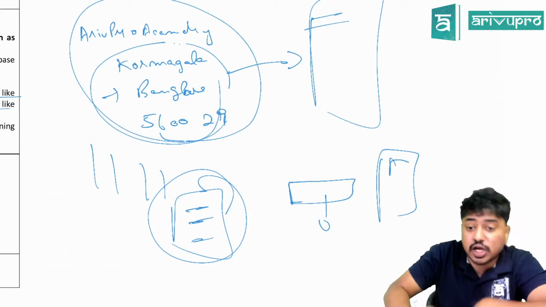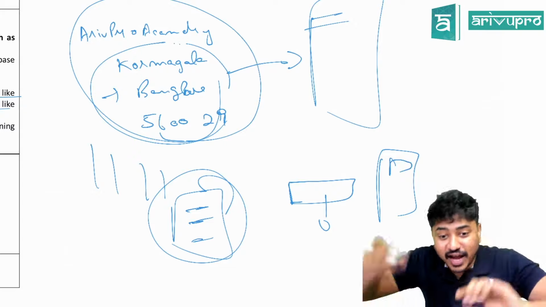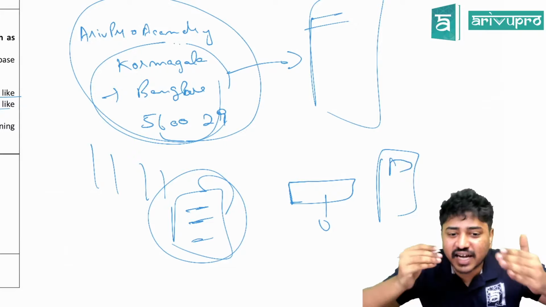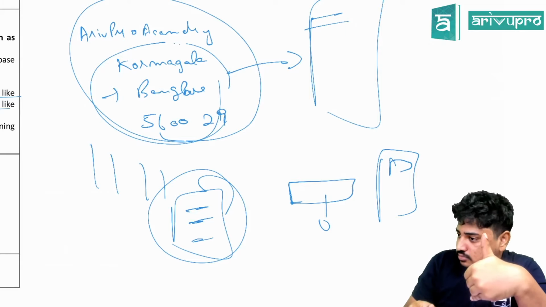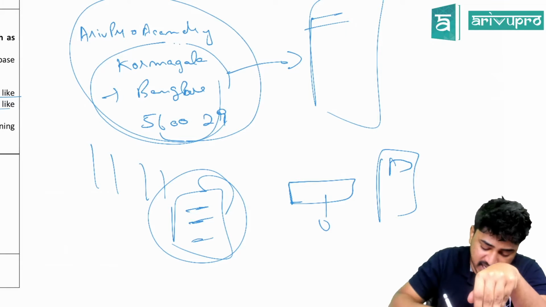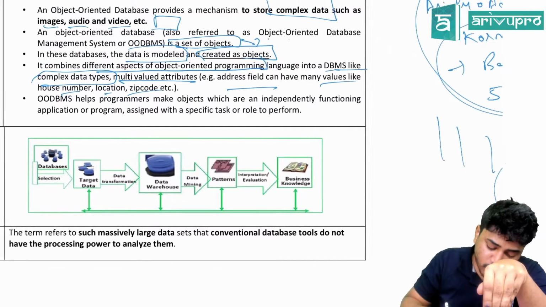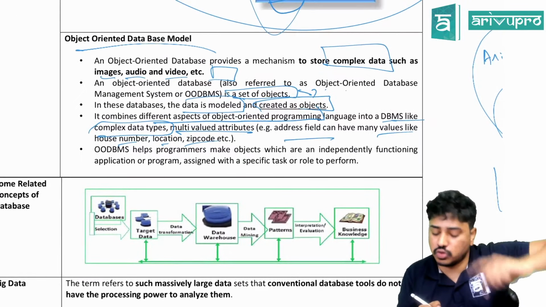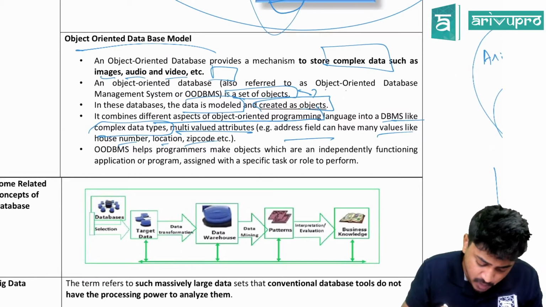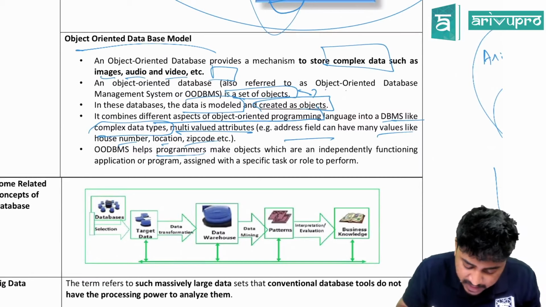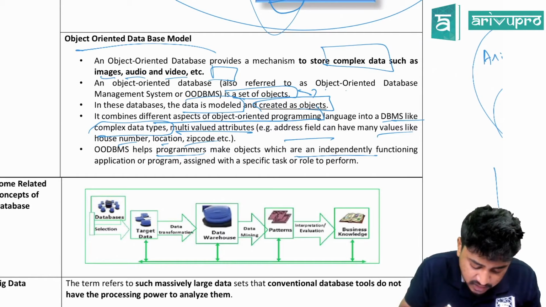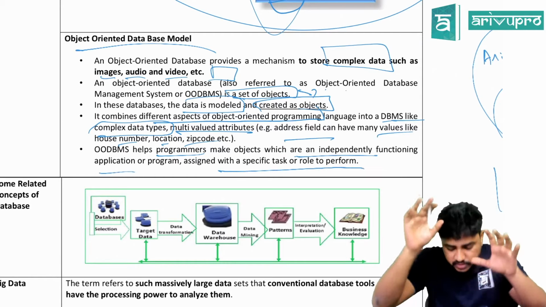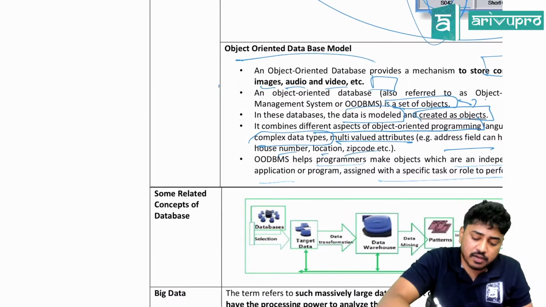So address means the starting should be a number, the ending should be a number, and in the middle it can be text. Like that they are trying to bring it in. This is a complex data type. So these things are stored in what? Object-oriented database management system. It cannot be stored in a relational one. So an OODBMS helps the program make objects which function independently in the application and are assigned a specific task and role.